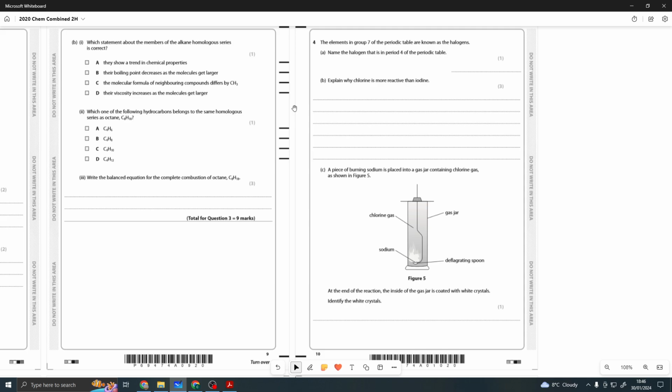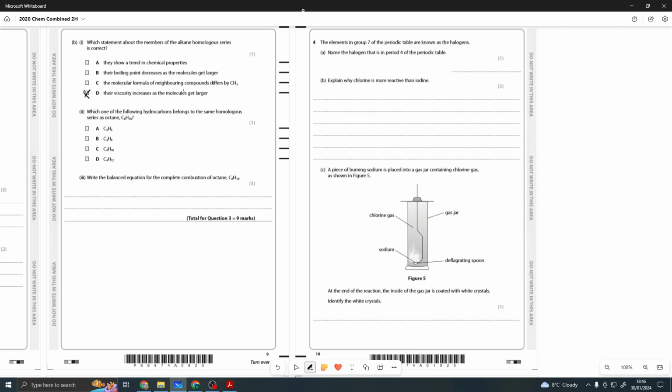Ooh, cheeky. Very close, but it's actually CH2. And finally, D. The viscosity increases as the molecules get larger. That is the true one. So we'll go with D. Now, it says, which of the following hydrocarbons belongs to the same homologous series as octane, C8H18?